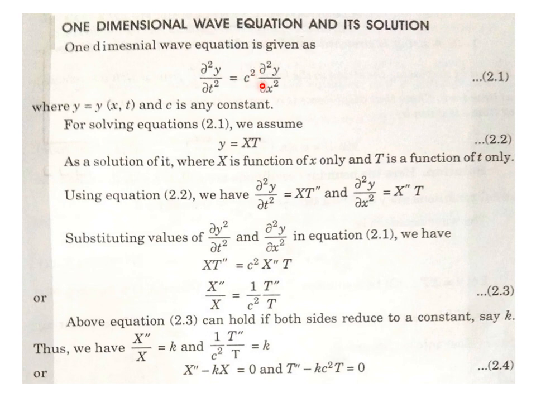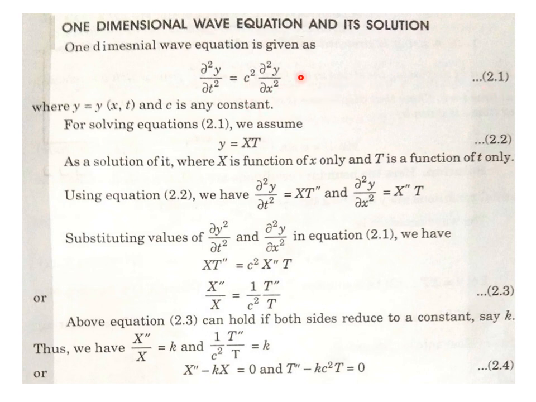That's why the square is mentioned over c, and it may be on either side, maybe on the left hand side or on the right hand side, with del 2y by del t square or with del 2y by del x square. Here it is taken with del 2y by del x square as a multiplier.